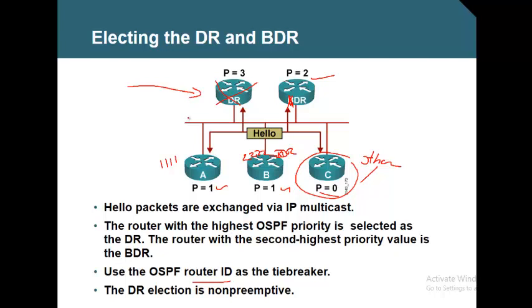Now what happens if the old DR comes back again? It will not replace the BDR or the DR. It will just stay as a regular router. It will become DR other. Neither can it become a BDR or DR, because the election process is non-preemptive.